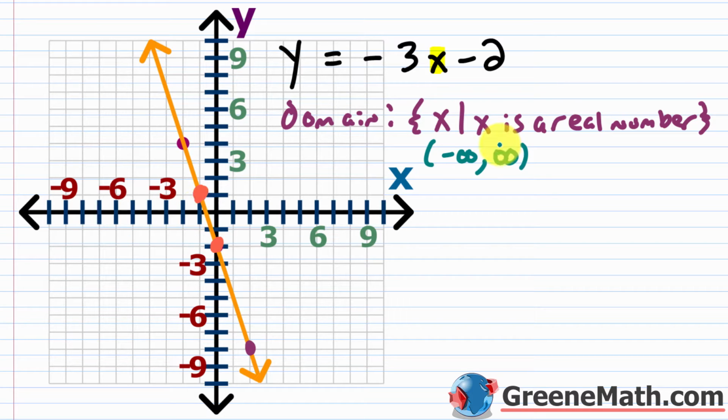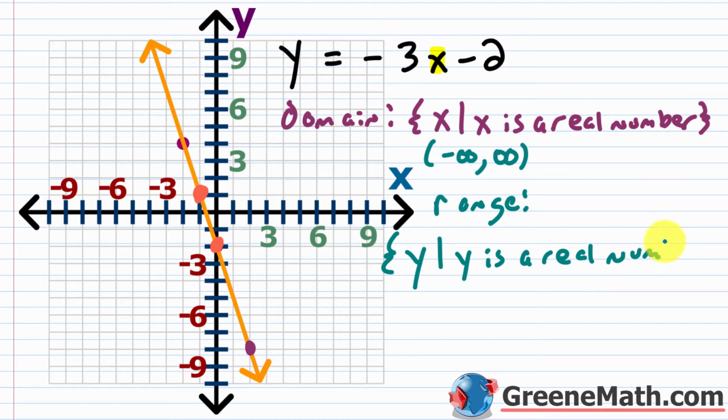Well, given the fact that I can plug in whatever I want for x, that means I can get out whatever I want for y. I can make it as small as I want, I can make it 0, or I can make it as large as I want just by changing the value that I plug in for x. So let's go ahead and say that the range is going to be the set of all y such that y is a real number. And then additionally, you could write this in interval notation, so from -infinity to +infinity.